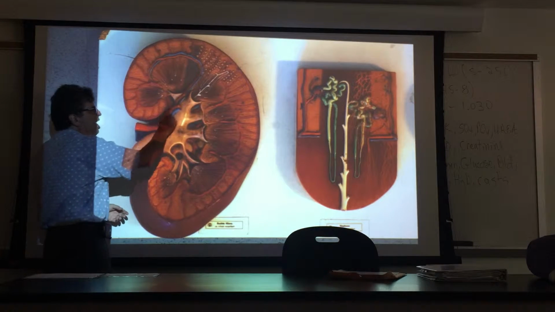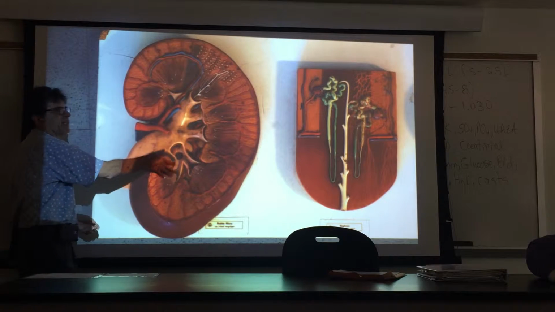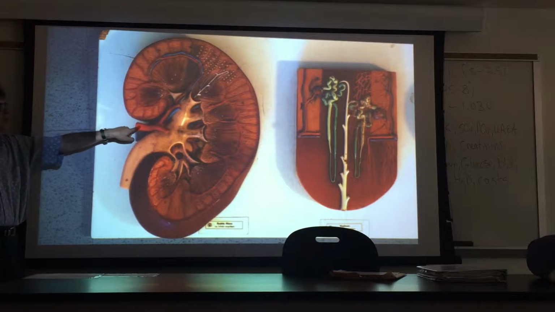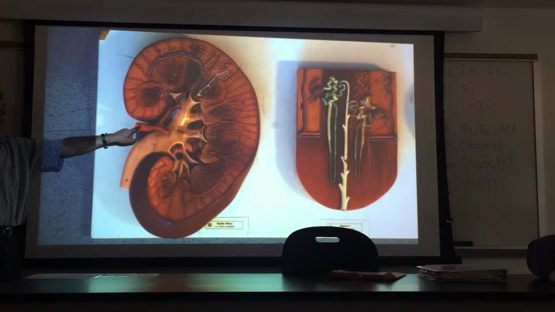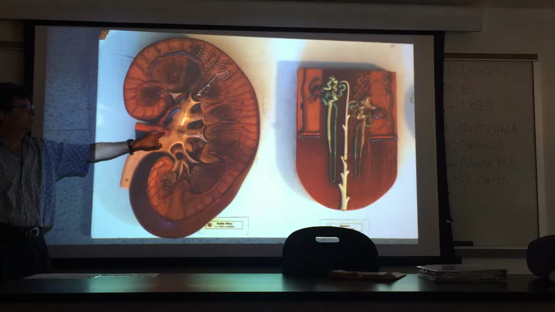And within that sinus, there's an indentation. This area is the hilum of the kidneys. It's where blood goes in and out and the ureter comes out of. The first artery is the renal artery. It splits into two segmental arteries.